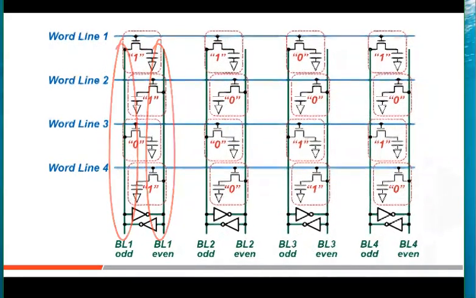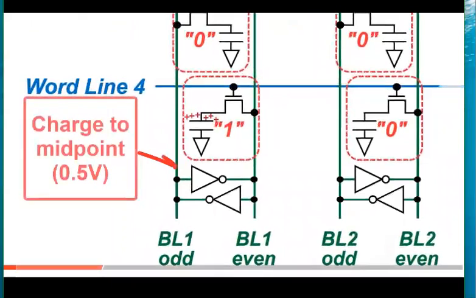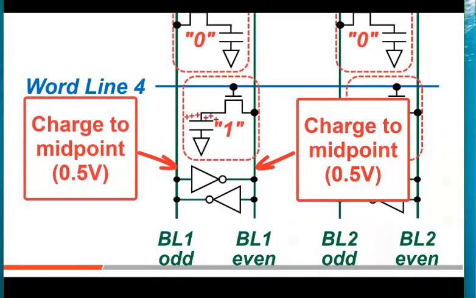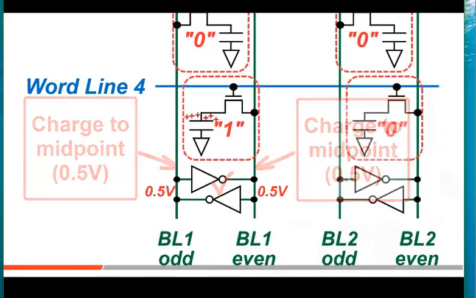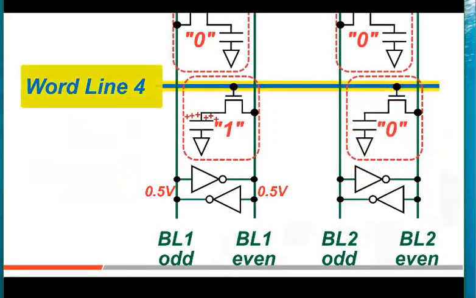Step 1 is to charge these even and odd bit lines to the same voltage, exactly halfway between the 1 and 0 levels. That brings this pair of inverters to exactly a midpoint, roughly 0.5 volts, and disconnects this charging source. Step 2: the word line turns on and connects the targeted cell, let's use this one, onto this even bit line.